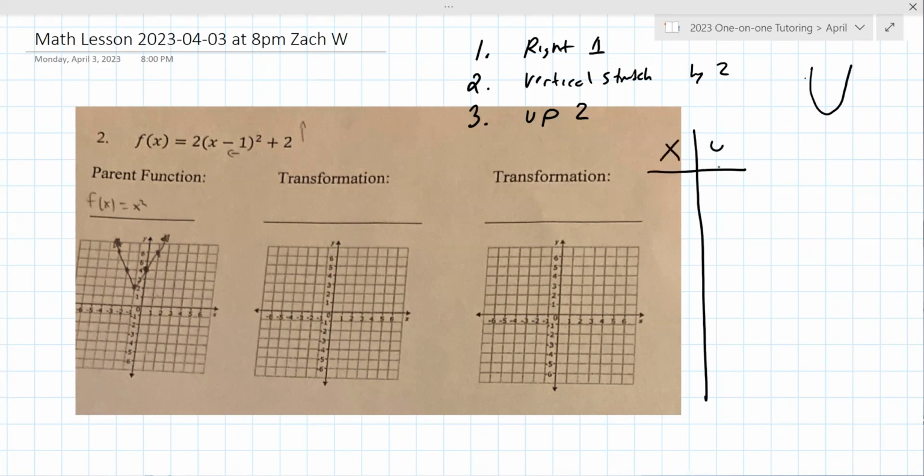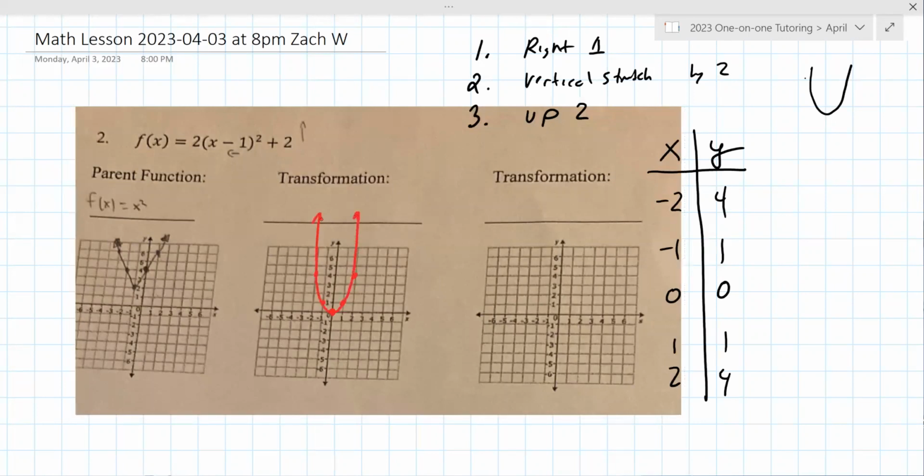So x, y from the parent function is x: -2, -1, 0, 1, 2 and y: 4, 1, 0, 1, 4. That's the parent function for a parabola. Let me graph that here, just the base of everything. So you can see how this has more of a U shape to it. That's a little bit better.